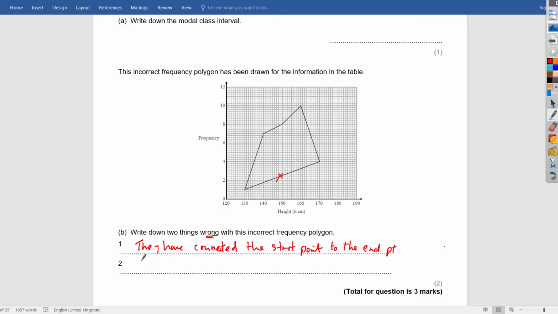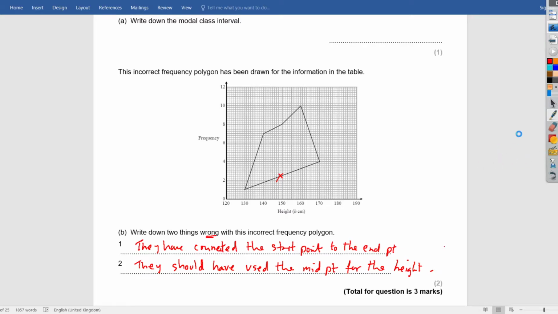And number two, what's wrong is that they should have used the midpoint for the height. They should have used the midpoint for the height. Okay, so yeah, I'll use those two. Let's keep it simple.